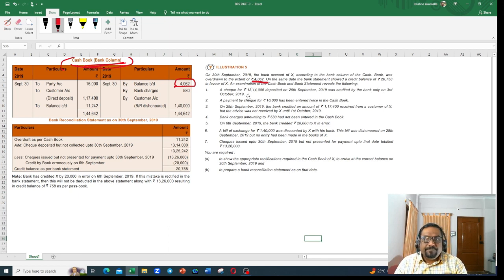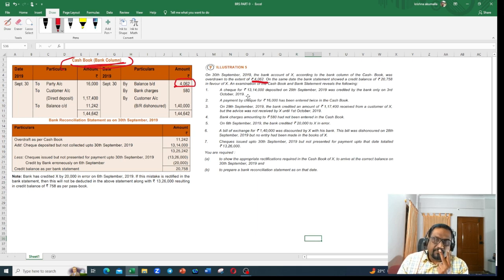We deposited, but the bank did not clear. That is not our mistake. That is the banker yet to collect. So that is not a mistake in our cash book. So we should not rectify our cash book. When do we rectify our cash book? We rectify our cash book only if that is a mistake in our cash book or if that is an omission in our cash book. In these two scenarios, we rectify our cash book.